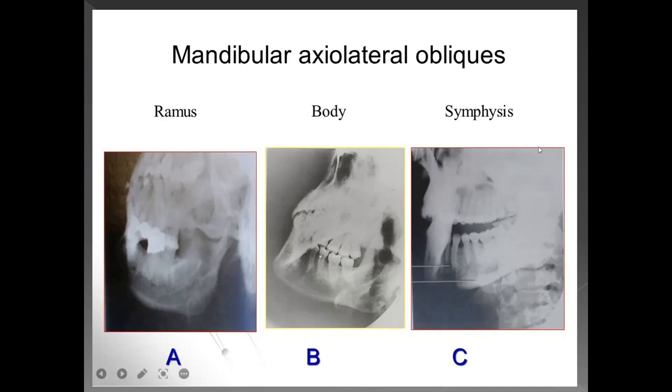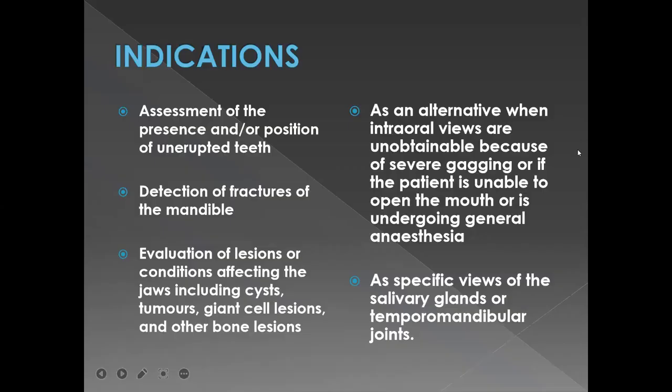So how do we take them? I'll tell you that in a while. What are the indications? As you can see, you can evaluate the presence and position of unerupted teeth, which you do nowadays on an OPG. You can detect fractures of the mandible. You can evaluate lesions affecting the posterior and even the anterior part of the mandible, including cysts, tumors, giant cell lesions, and other bone lesions.